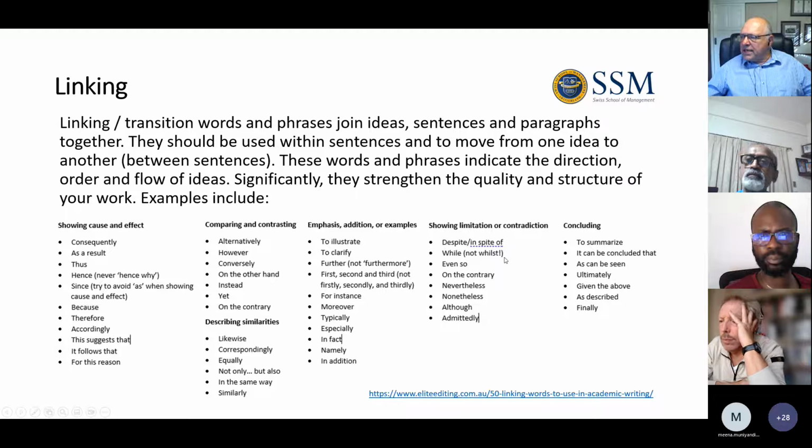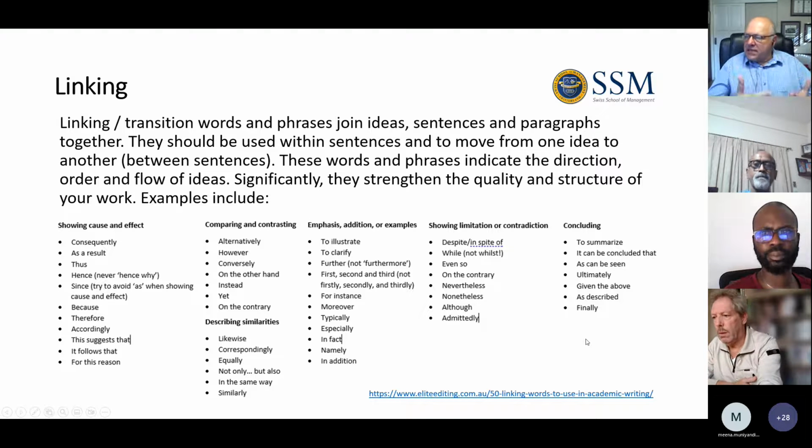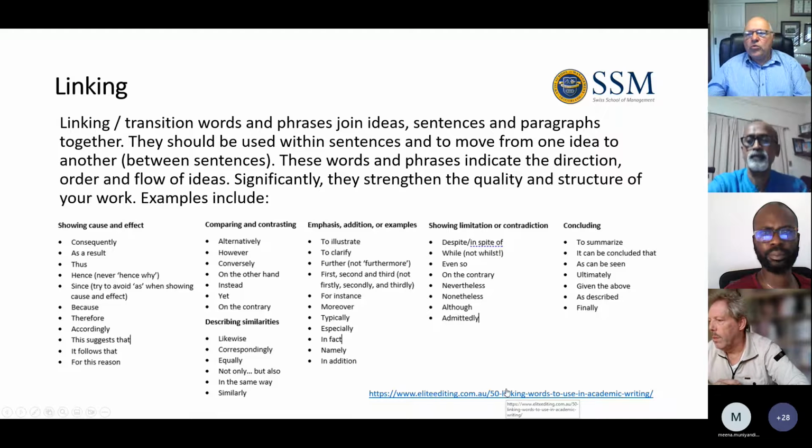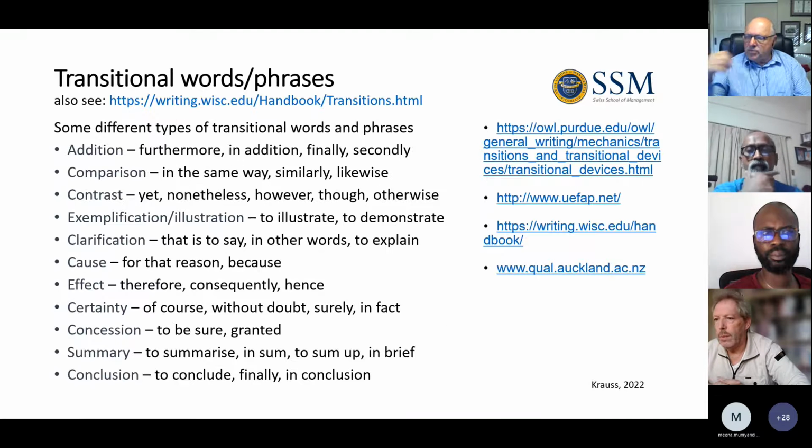So showing limitation or contraction: on the contrary, nevertheless, and so forth. And then concluding at the end to summarize: as can be seen, ultimately, as described, finally, and so forth. So you can see these are not necessarily all the words. There are many more words. These are just basically examples.